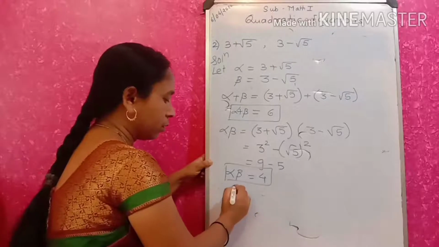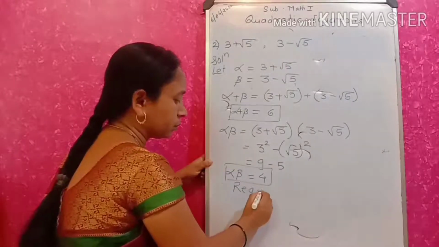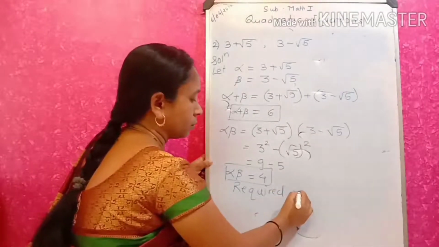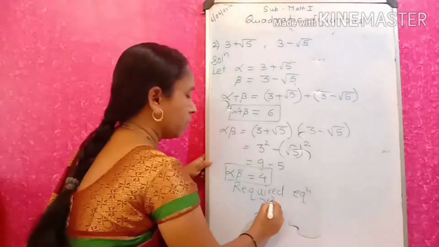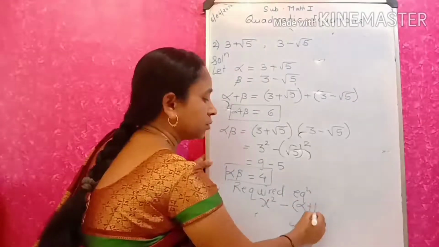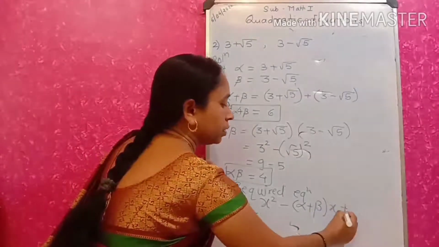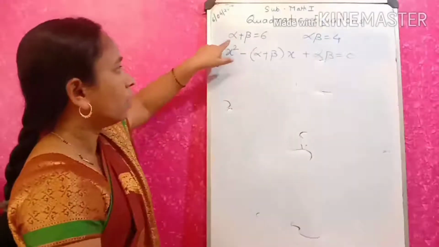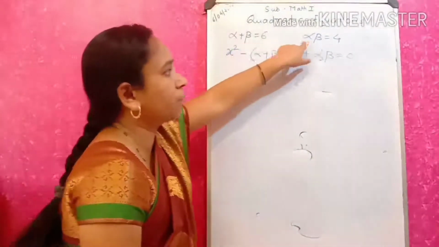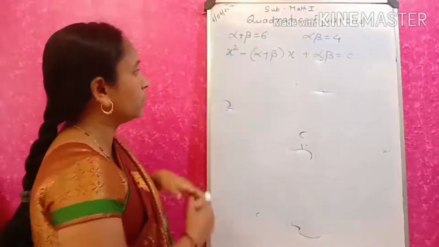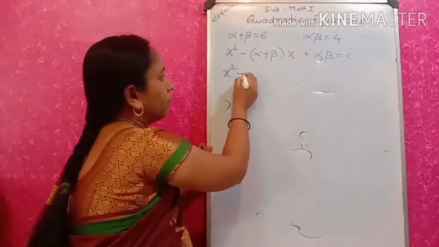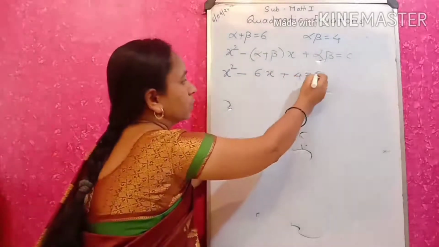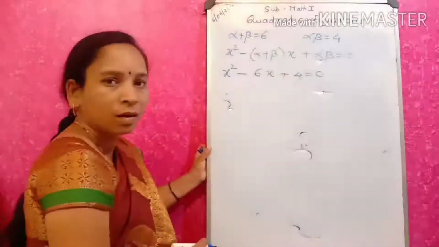Therefore the required equation is x square minus alpha plus beta into x plus alpha into beta is equal to 0. Alpha plus beta is equal to 6, alpha into beta is equal to 4. We will put these values in this, and we get x square minus 6x plus 4 is equal to 0. Therefore, this is the required equation.